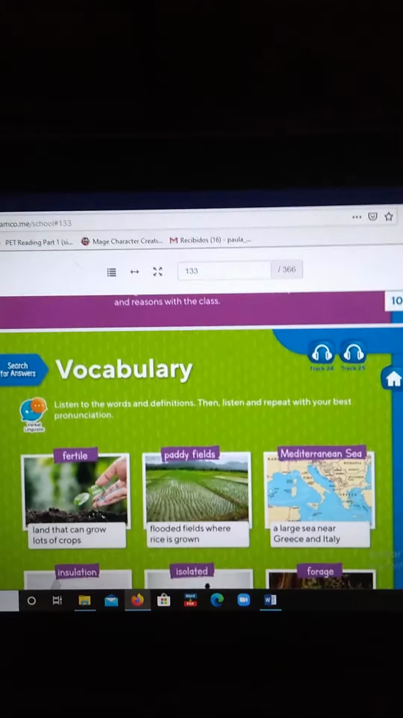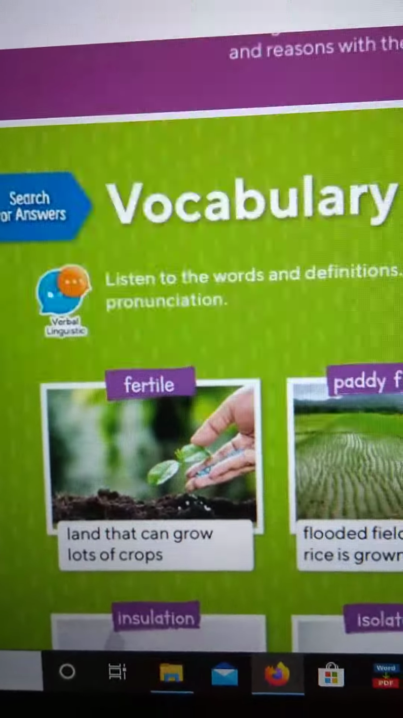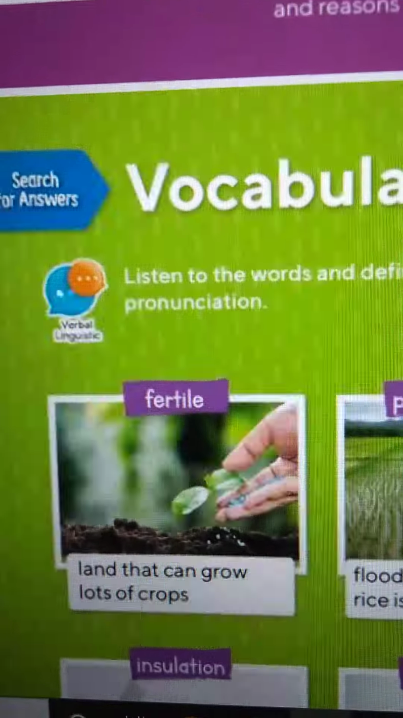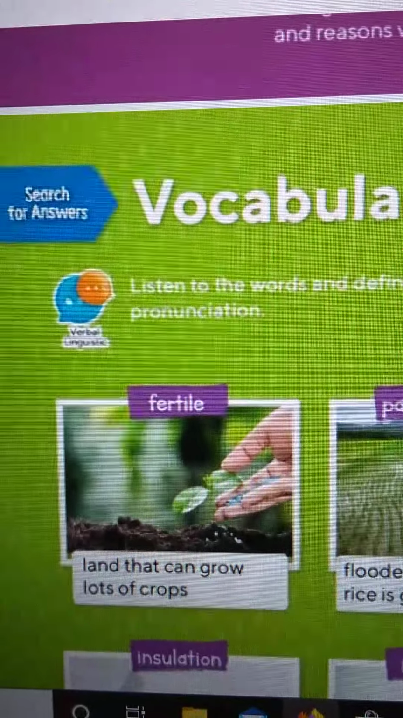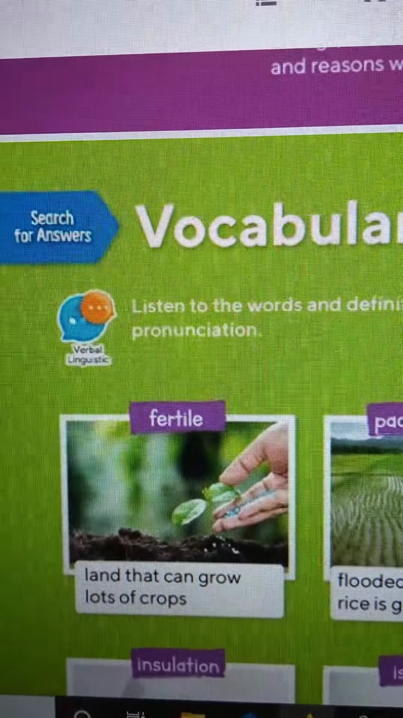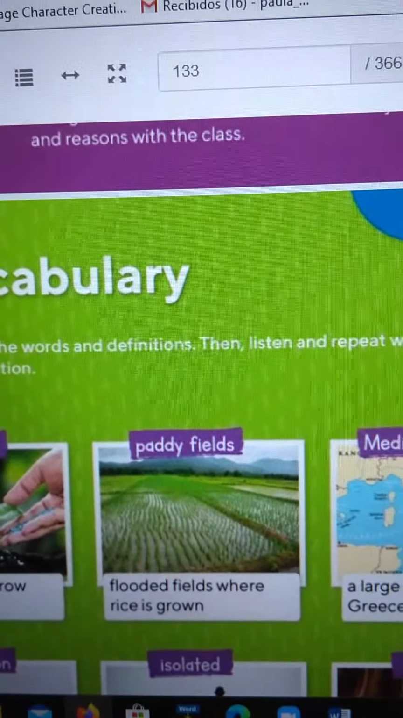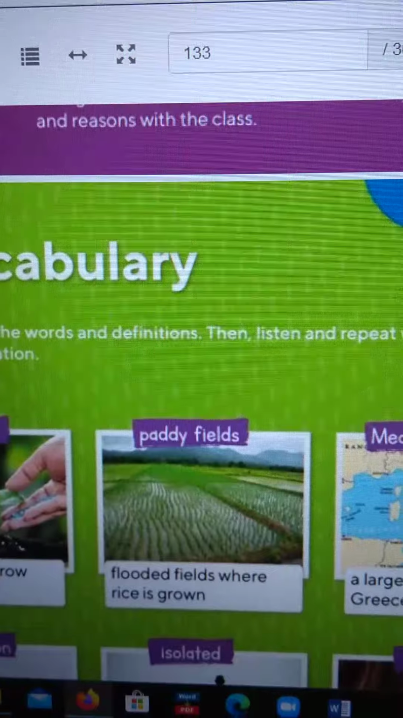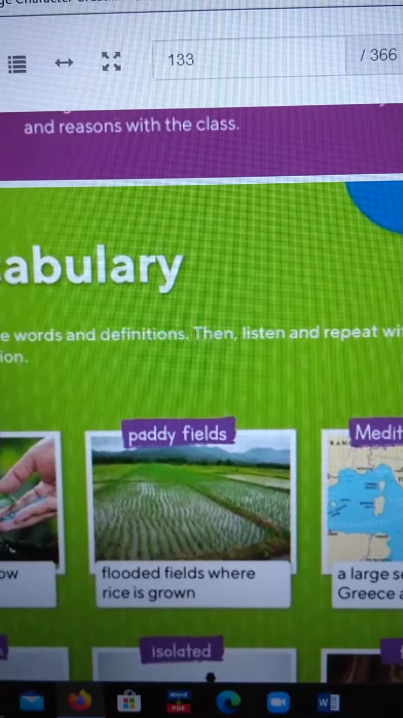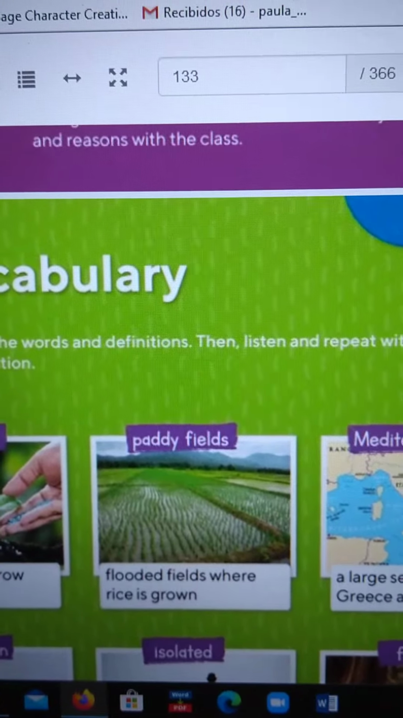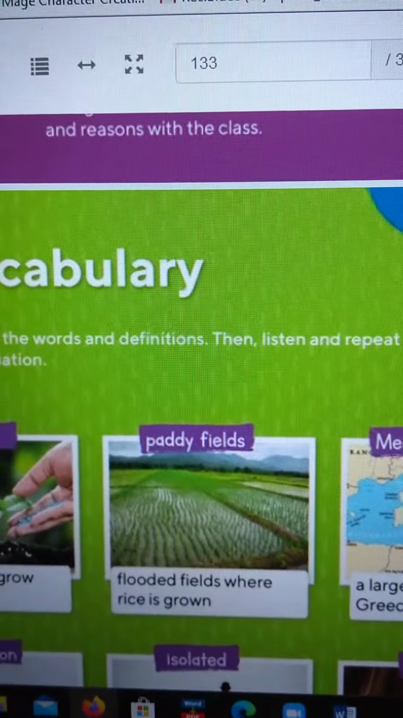Which is vocabulary. Okay? So, fertile: land that can grow lots of crops. So, fertile means that it's good for planting. A lot of seeds are going to grow there because it's rich in nutrients for the plant. That's fertile. Paddy fields: flooded fields where rice is grown. So, it's not earth, it's actually a land with lots of water, so it's a little bit muddy, and that's the only place in which you can grow rice.